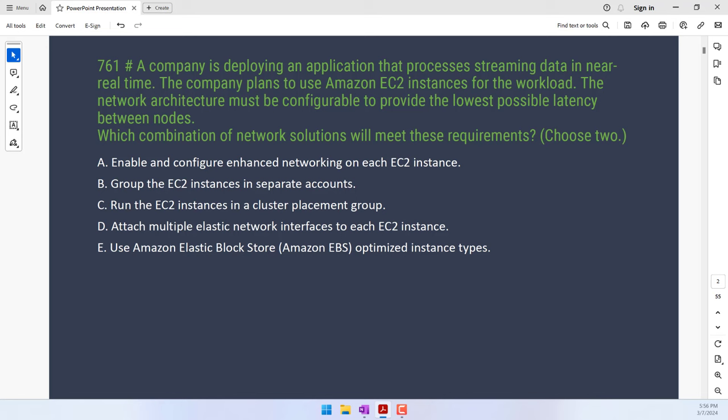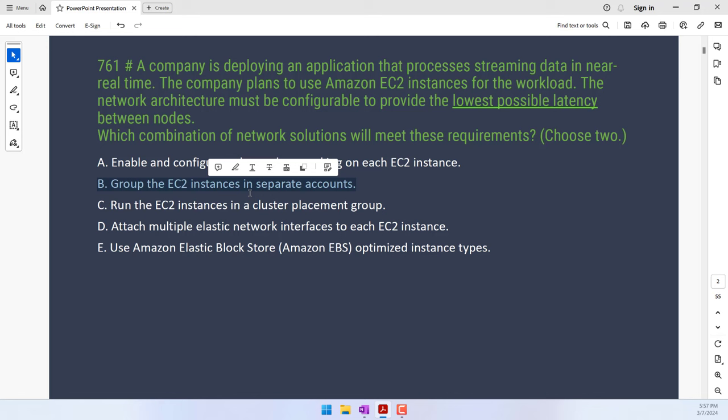Awesome. A company is deploying an application that processes streaming data in near real time. The company plans to use Amazon EC2 instances for the workload. The network architecture must be configurable to provide the lowest possible latency between nodes. Which combination of network solutions will meet these requirements? All right, let's go through the options.